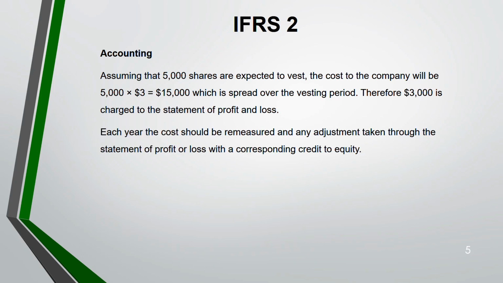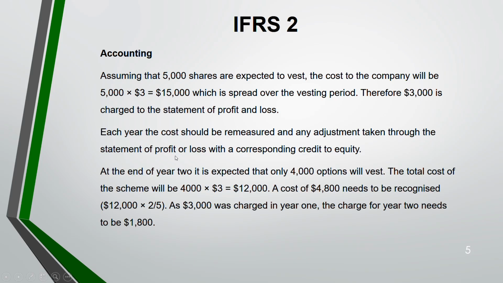Each year, the cost has to be remeasured, and any adjustment from that remeasurement will be taken to the statement of profit and loss. And the entry side, you have to credit the equity. The credit entry will be in the equity for the share options.